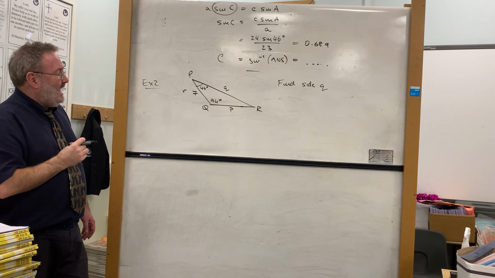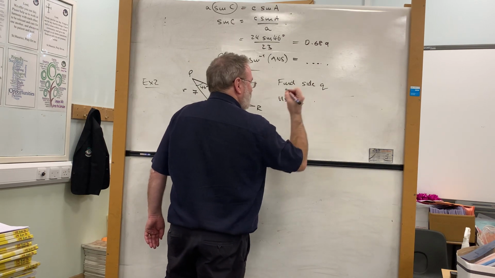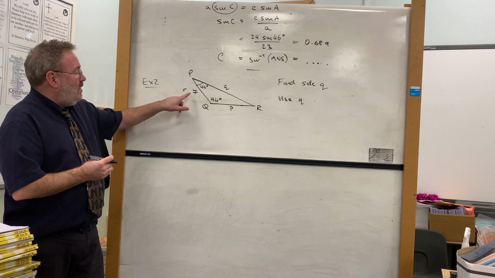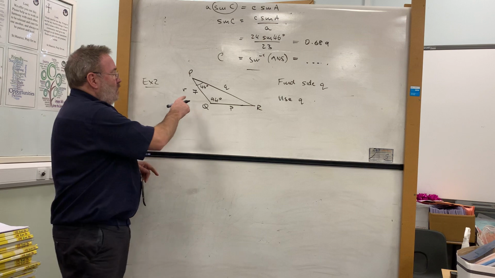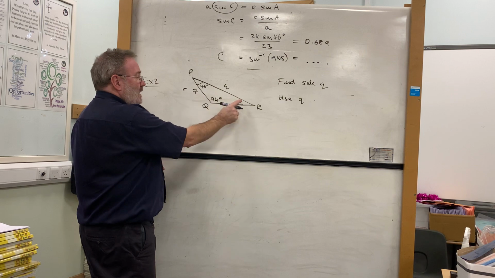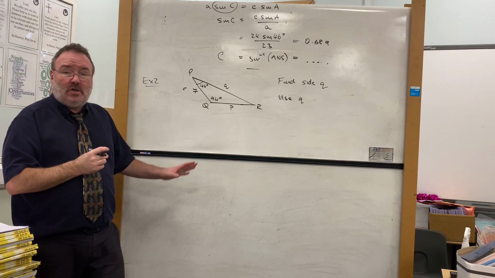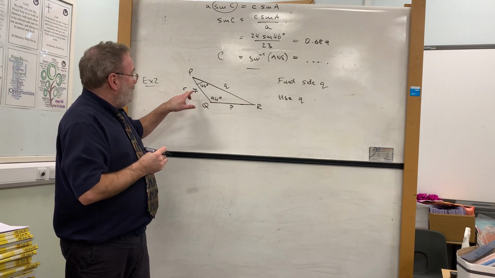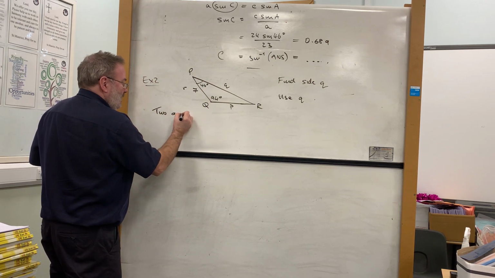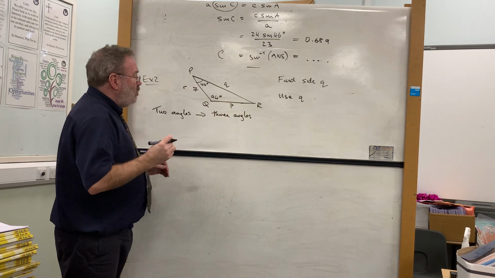Now this question is problematic. We have to use Q because we want to find Q. But we have a difference from the usual, because we want to use R because we don't have P, but we don't have angle R. We've got angle P, but we don't have side P, so we don't have enough information in this triangle. Now, what we do have is two angles. And remember, if you have two angles, then you have three angles. And that's very important all the way through this topic.